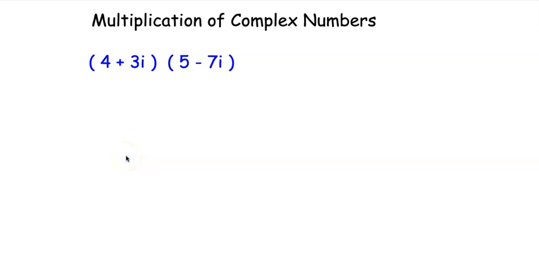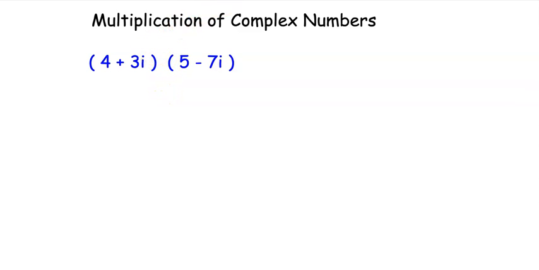Multiplication of complex numbers. Okay, so we have here 4 plus 3i times 5 minus 7i, and we are asked to find the product of those two complex numbers. So even the process of multiplication is similar to the regular process of multiplication of binomials. So how do we do that?